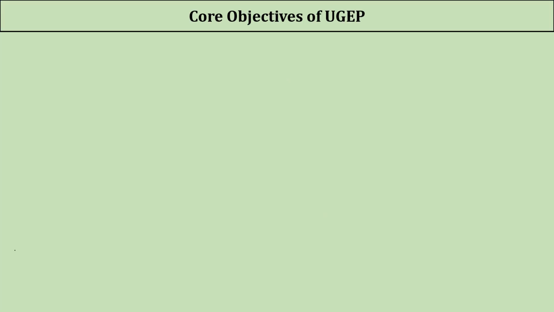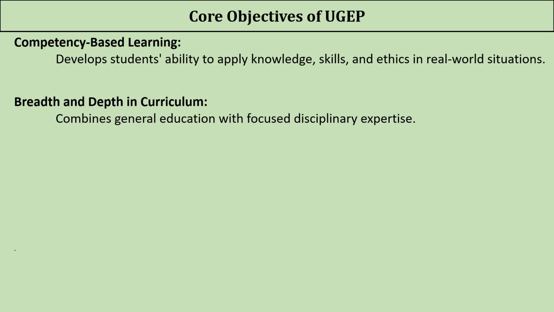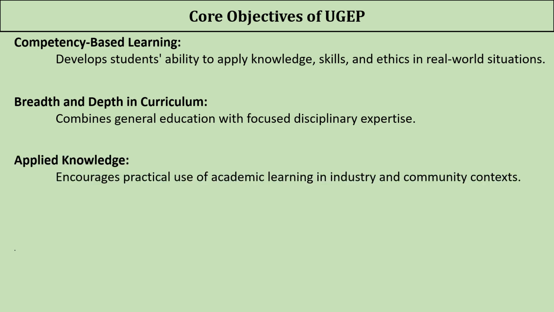Core objectives of the undergraduate education policy. Competency-based learning: UGEP shifts the focus from mere memorization to measurable learning outcomes, including critical thinking, communication, digital fluency, and ethical awareness. Breadth and depth in curriculum: students engage with a broad range of general education subjects while gaining in-depth knowledge in their chosen major, ensuring both intellectual flexibility and specialization. Applied knowledge: the curriculum is designed to bridge theory and practice through internships, projects, and real-life problem solving, making education more relevant and useful.